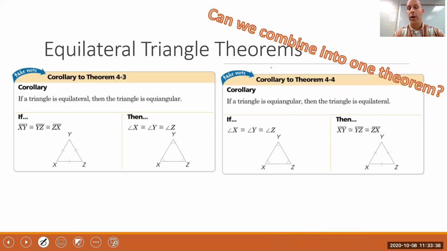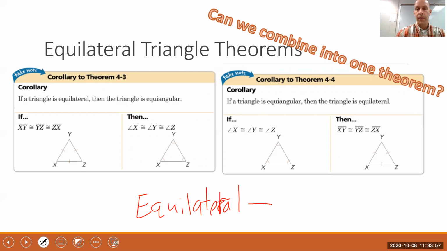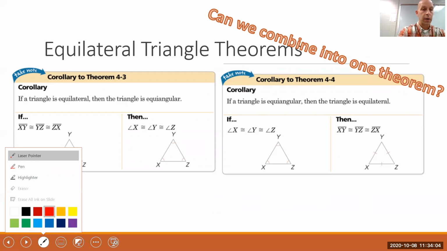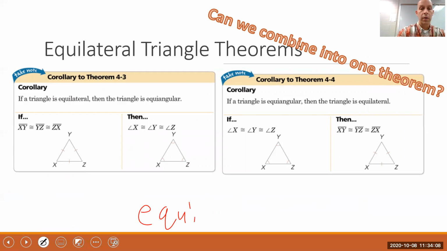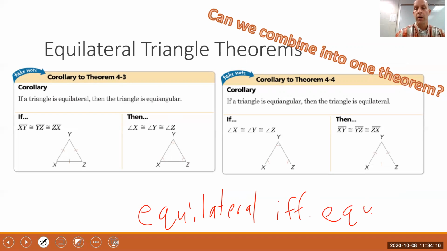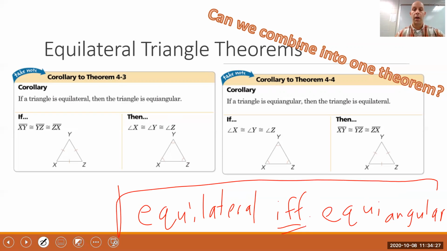Oh, we can combine these into one theorem. We could simply say equiangular, or I'm sorry, equilateral, doesn't matter. Equilateral, if I can spell, I think I misspelled equilateral. Yes, that should be an R, sorry. If and only if, sorry guys, I got a little distracted there. Let's try that all over again. Okay, equilateral if and only if equiangular. Let's make sure I spell this correctly. So instead of having 2 theorems, you could just know this. If it's equilateral, then it's equiangular. If it's equiangular, then it's equilateral.